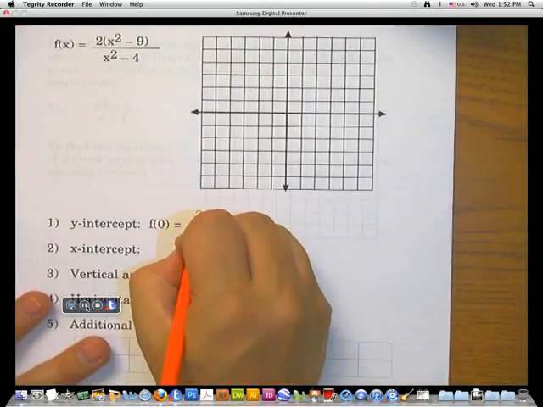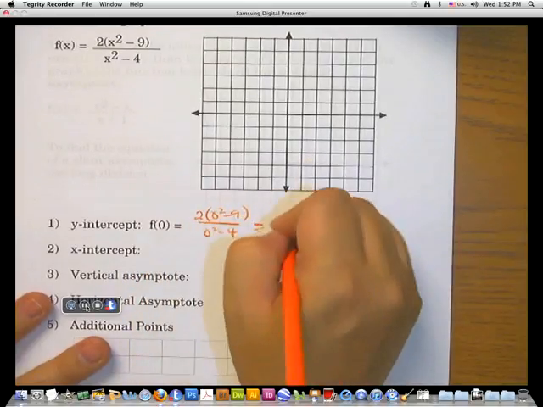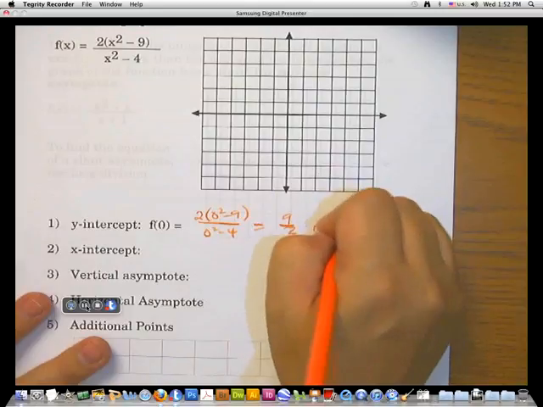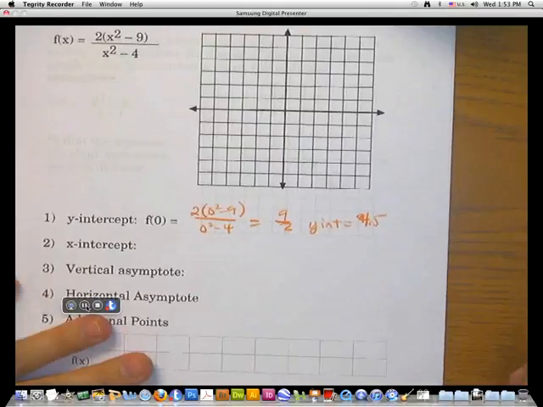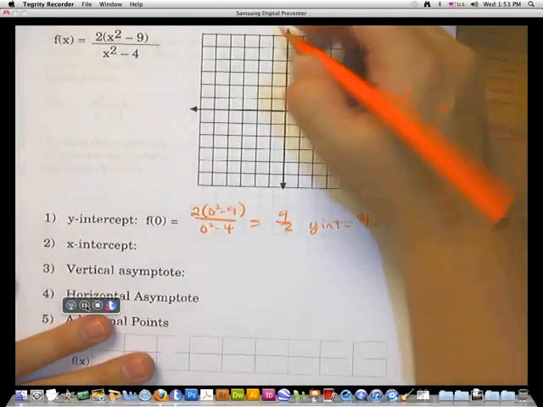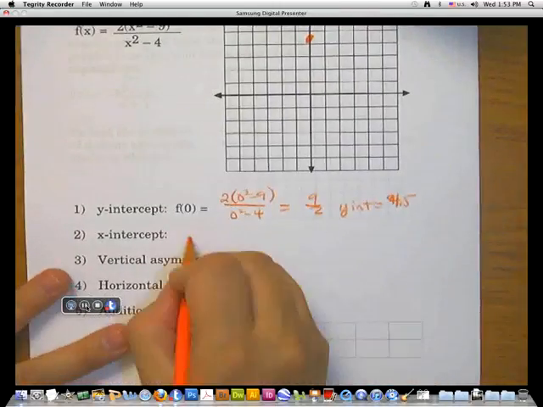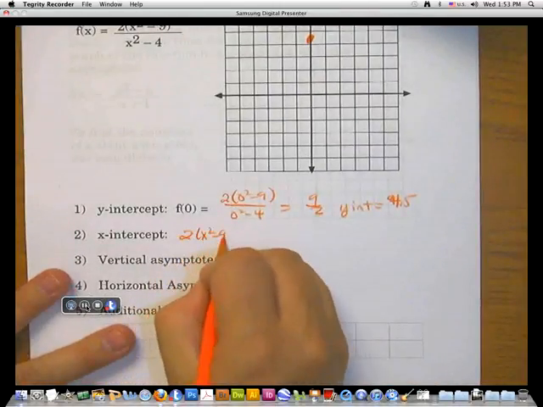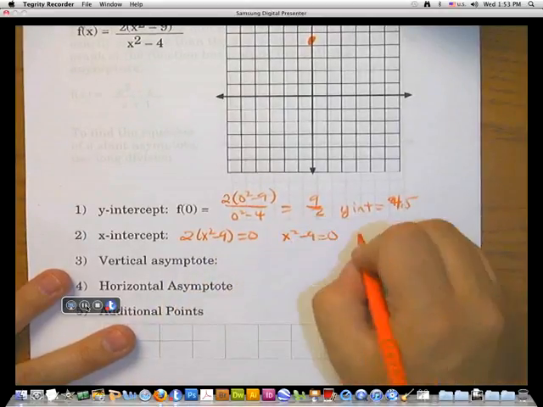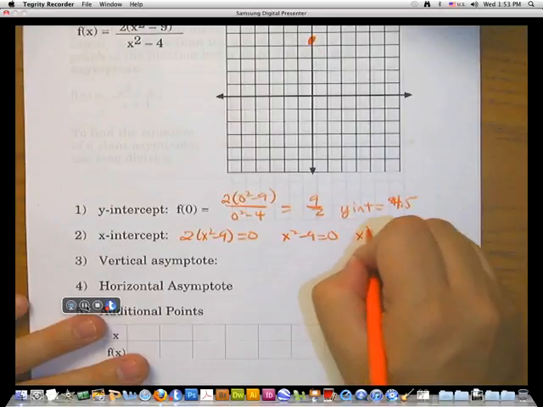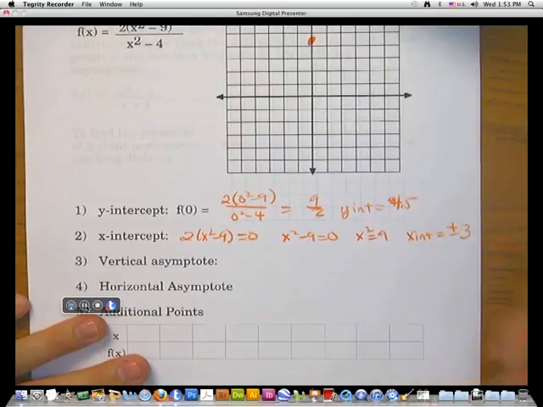Alright, so when we plug in 0, we get 9/2. So we get our y-intercept is, if you want, use a decimal there, that's fine, 4.5. Plot it. Our x-intercept is when our numerator is equal to 0. So divide out the 2 and then move the 9, square root both sides. We get our x-intercept to be plus and minus 3.